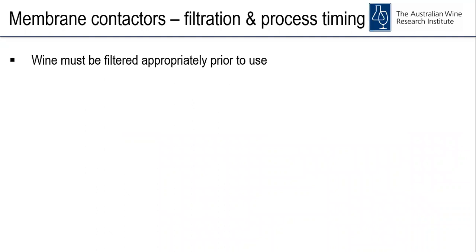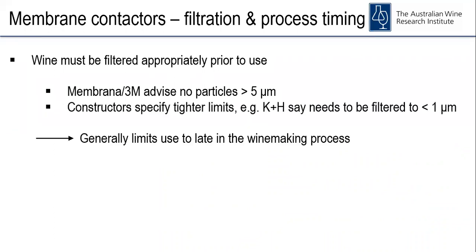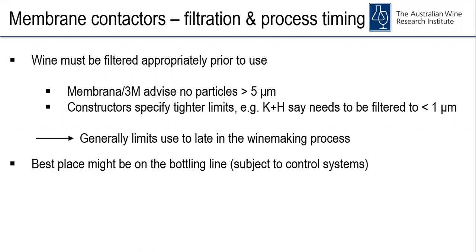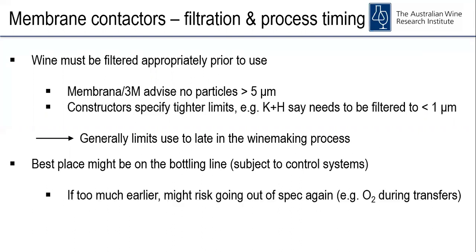So a few points here about when in the winemaking process you might use membrane contactors. Firstly, the wine has to be well clarified before putting it through a membrane contactor, otherwise you'll block it up. And this is generally going to tend to lead to the technology being most applicable later in the winemaking process, for example, after cross-flow microfiltration. But to make the absolute best use of some of the more sophisticated arrangements with inline precise gas adjustment, the ideal time could be to use it directly on the bottling line.